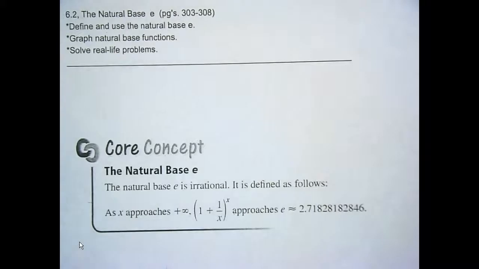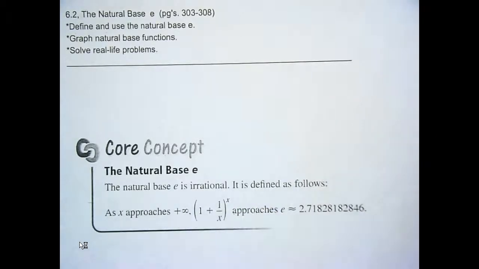Hey, just a quick review of yesterday. We talked about the natural base e. Remember, e is called the natural base. Its value is approximately 2.71828182884. We call it e.